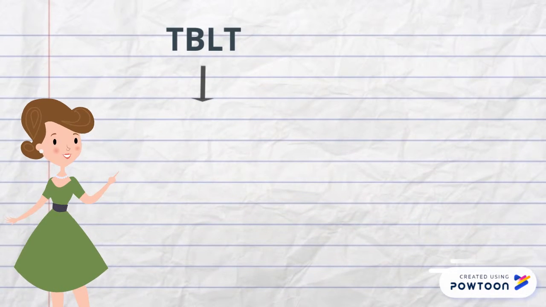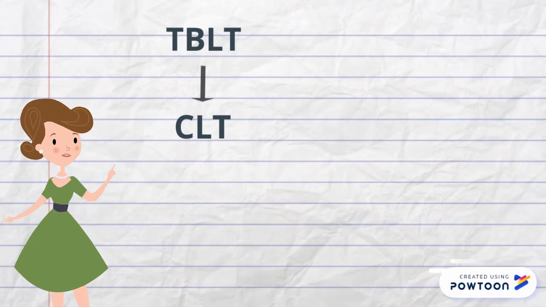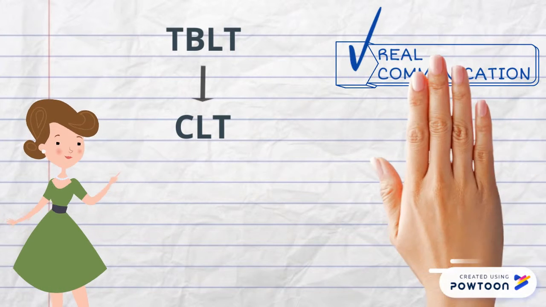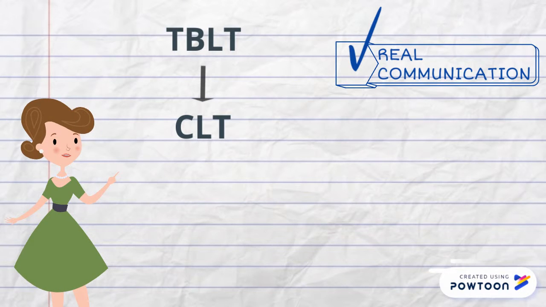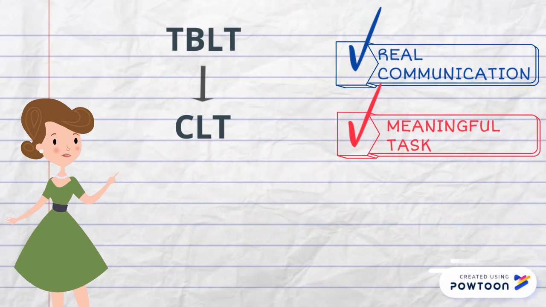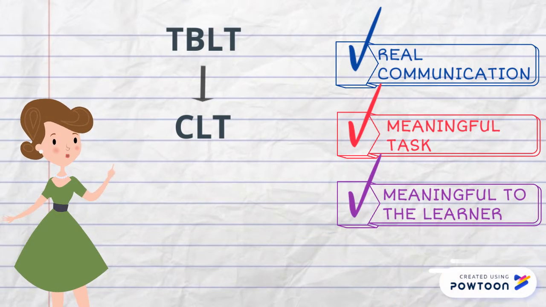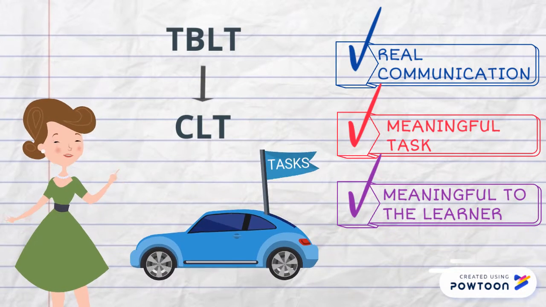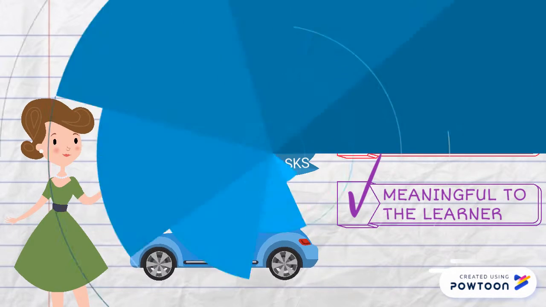TBLT is presented as a logical development of CLT since it draws on several of its principles, such as activities involving real communication are essential for language learning. Activities in which language is used for carrying out meaningful tasks promote learning. Language that is meaningful to the learner supports the learning process. Tasks are proposed as useful vehicles for applying these principles.